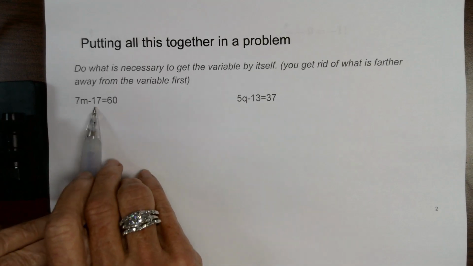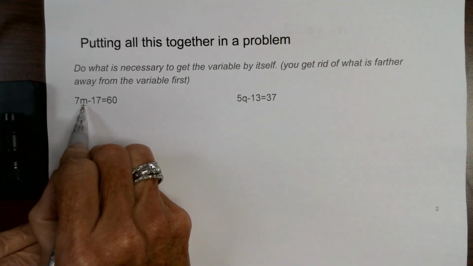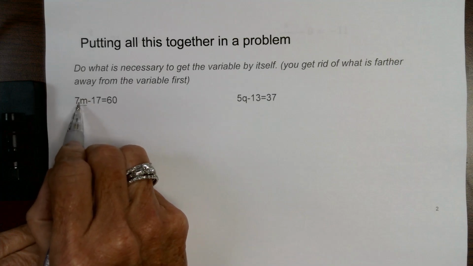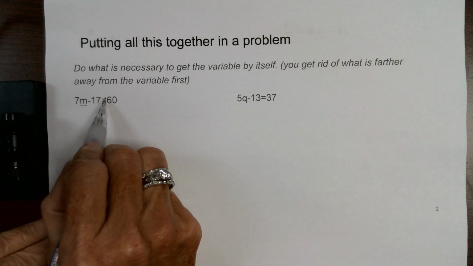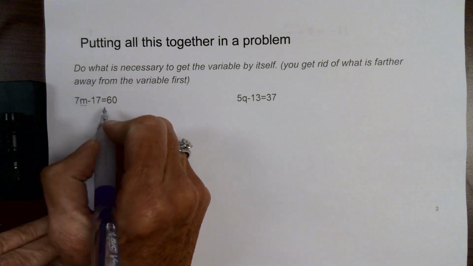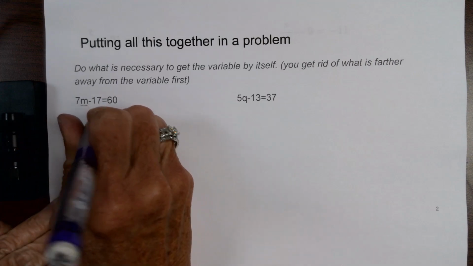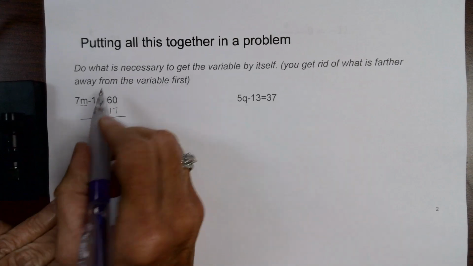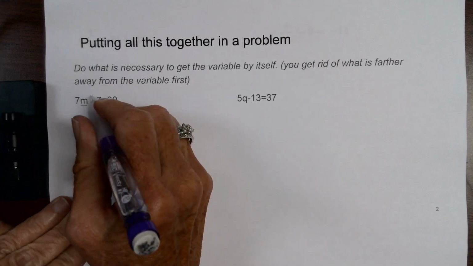So on this particular part, here's my variable. This is like a sibling that is tied to your leg. This one's real close. You cannot get rid of that sibling. But this one is a little bit further down the hall. So that's the sibling we're going to get rid of first. And we are going to add a 17 to both sides. When we add 17, we get rid of this 17 on this side, which is our goal.